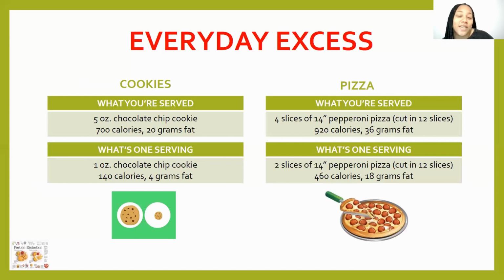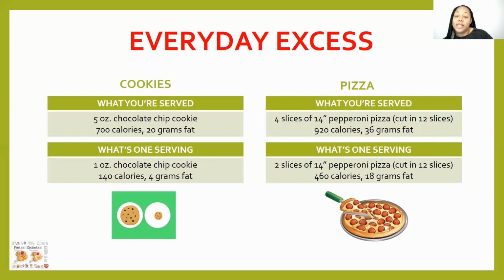Okay, and next we have cookies. Now, what we're usually served is 5 ounces of chocolate chip cookies, and that's 700 calories and 20 grams of fat. But one serving, however, is 1 ounce of chocolate chip cookie, which is 140 calories and 4 grams of fat, okay?